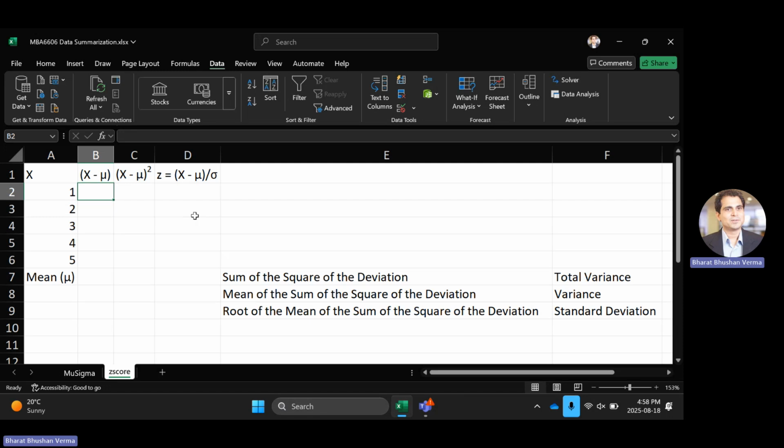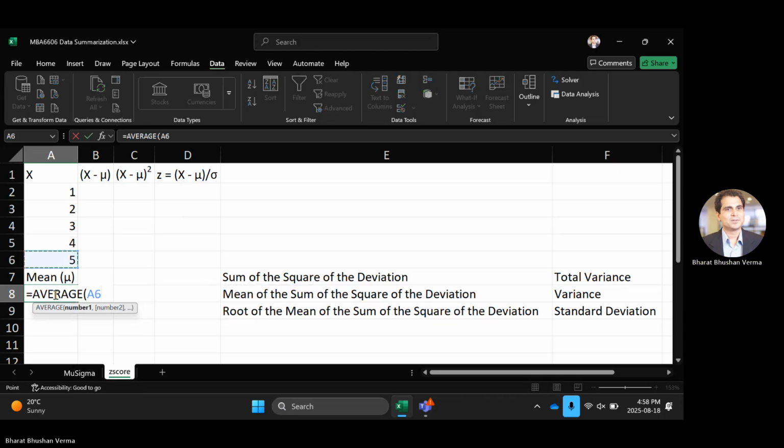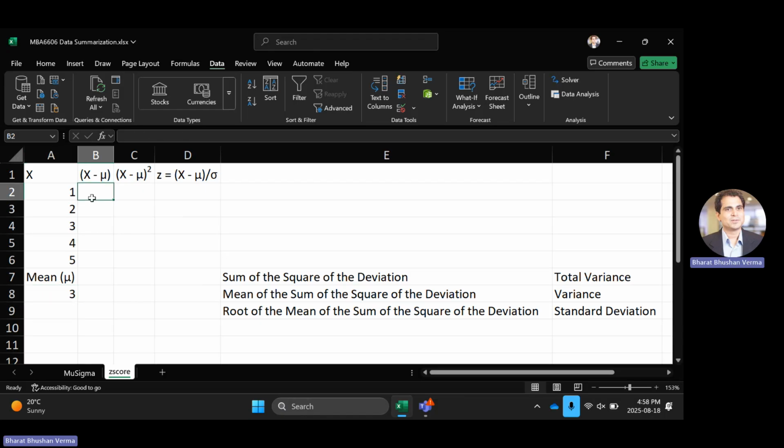First step is we'll calculate what is the mean of these 5 values, which is your average. And that's 3. Now the next step is to calculate relative to this mean, where each of these values in the data set lie. The values which are less than the mean are to the left of the mean, and the values which are higher than mean are to the right of the mean.